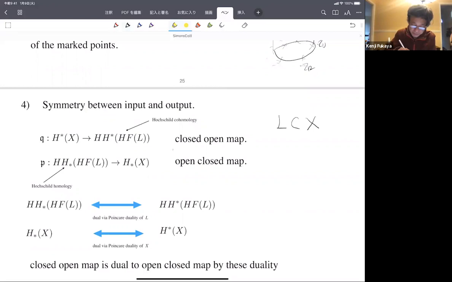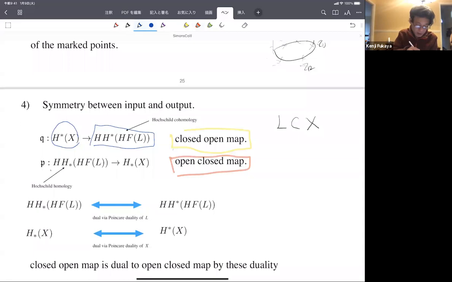that goes from the quantum cohomology of the ambient X to the Hochschild homology of this infinity algebra or infinity category. So this is a closed open map. And there is another map, called the open closed map, which goes from the Hochschild homology of the infinity algebra or category and lands on the homology of the ambient symplectic manifold. And these two maps play a very important role in mirror symmetry and its proof. I don't want to explain why it is important, but it certainly is, and it has a lot of applications to symplectic geometry itself.